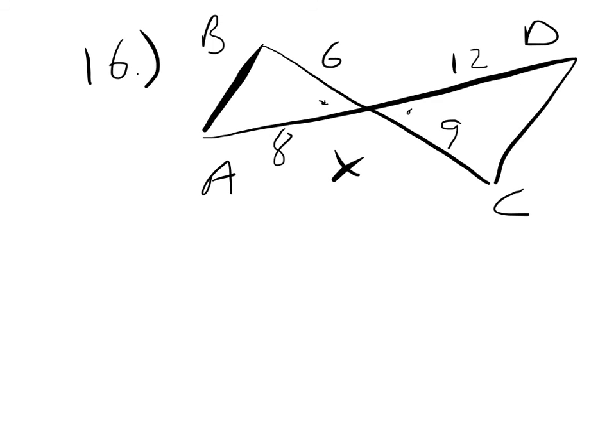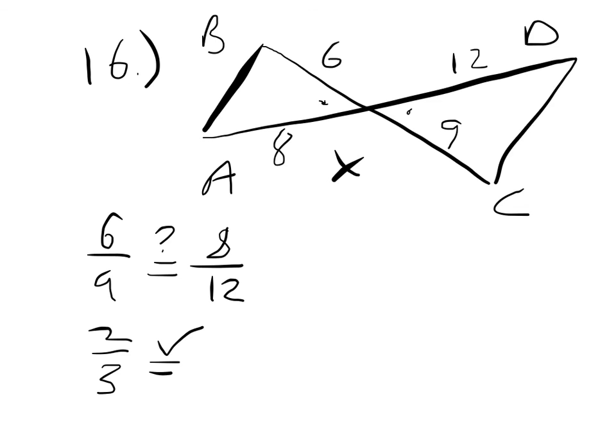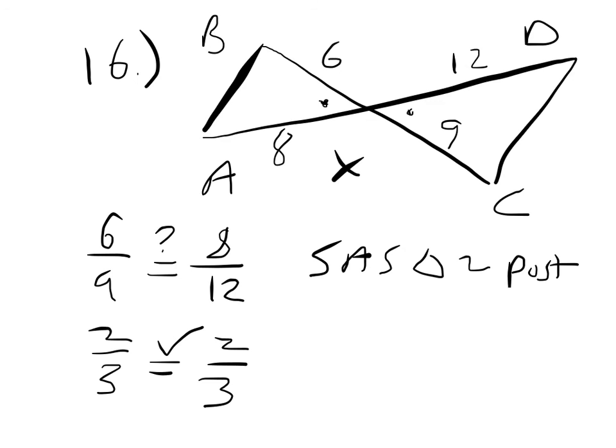And it does. 6 over 9, does it equal 8 over 12? Indeed it does. 2/3 equals 2/3. And therefore, I've got SAS triangle similarity postulate for the two triangles because the vertical angles are congruent.